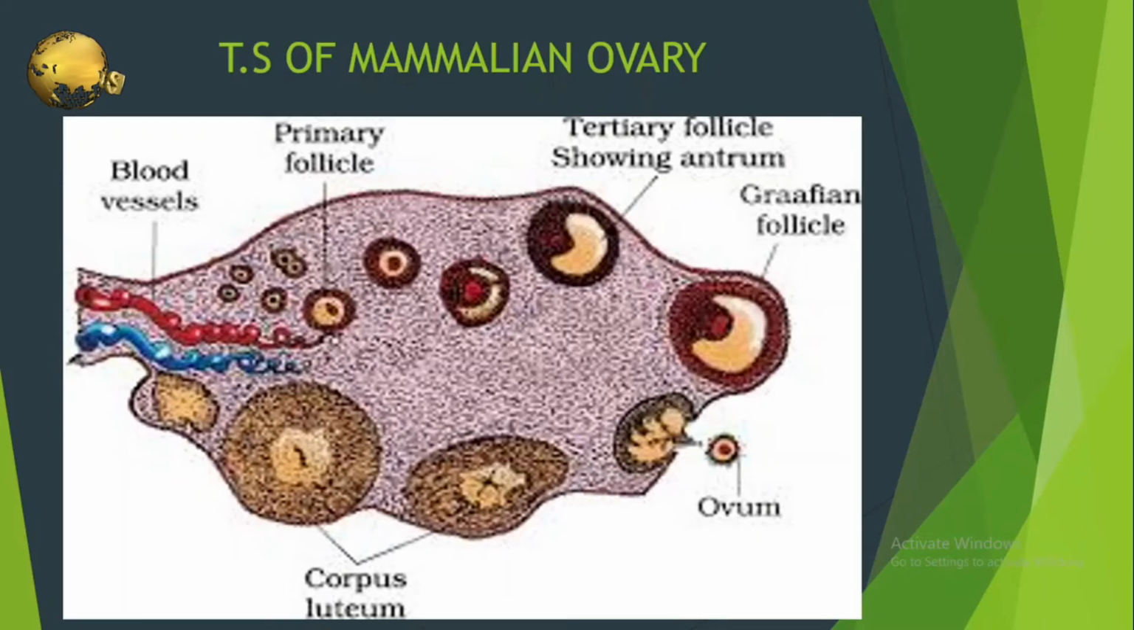The ruptured Graafian follicle develops into corpus luteum, which is characterized by a yellow mass of cells. It secretes the hormone progesterone. The degenerated corpus luteum is called corpus albicans, that is a white scar.